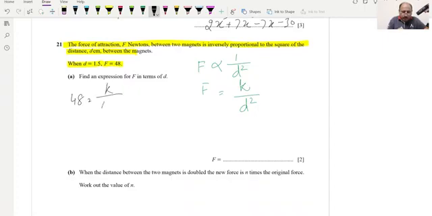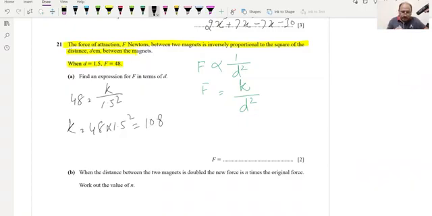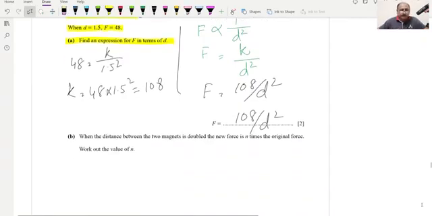So F is equal to 48 when d is equal to 1.5. So 48 equals k over 1.5 squared. So k will be equal to 48 into 1.5 squared, and we can calculate this value. 48 multiplied by 1.5 squared will be equal to 108. So 108 is the k value, which we can replace in this. So F will be equal to 108 over d squared. This will be basically the equation which is required. They are saying find an expression for F in terms of d, which we have done.